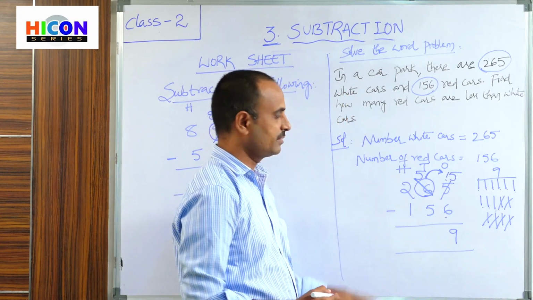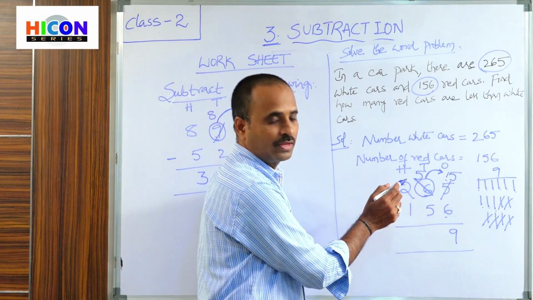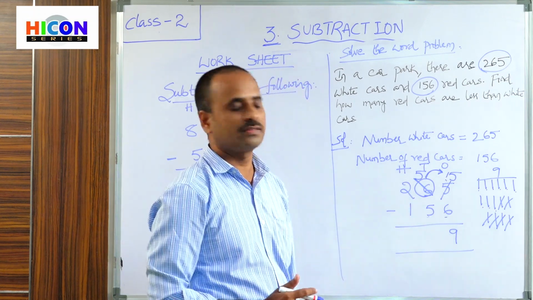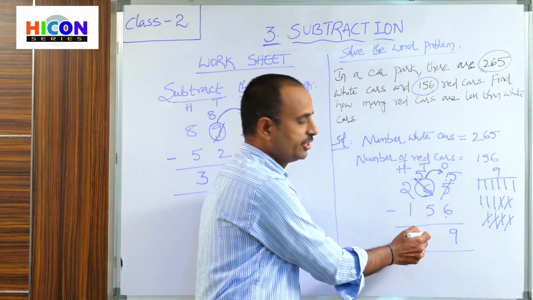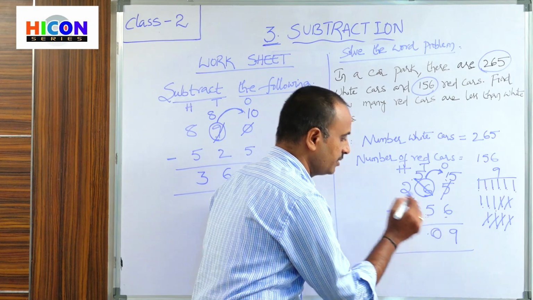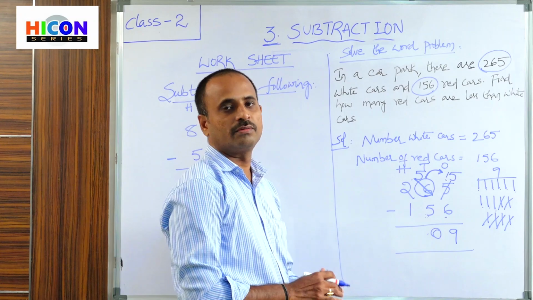Now go to tens place. So what are the digits present in the tens place? 5 and 5. Now subtract 5 from the 5. So as per the subtraction facts, if any number is subtracted from itself, then the answer is 0. If you subtract 5 from the 5, the answer is 0.